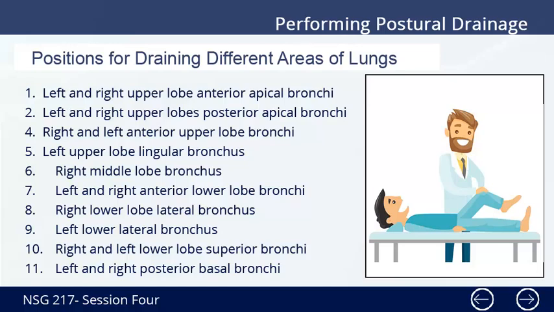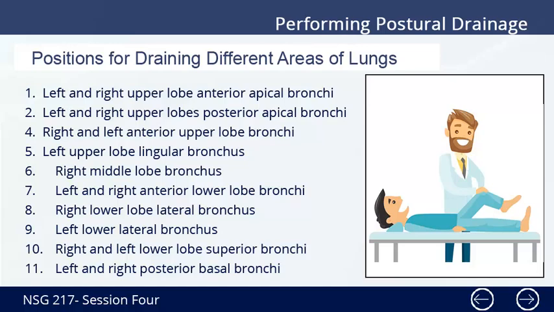Number 2, left and right upper lobes posterior apical bronchi. You will have clients sit in a chair leaning forward on a pillow or cardiac table. Percuss and vibrate with hands on either side of the upper spine. Can do both sides at the same time. Number 3, right and left anterior upper lobe bronchi. You will have the client lie flat on the back with a small pillow under the knees. Percuss and vibrate just below the clavicle on either side of the sternum.